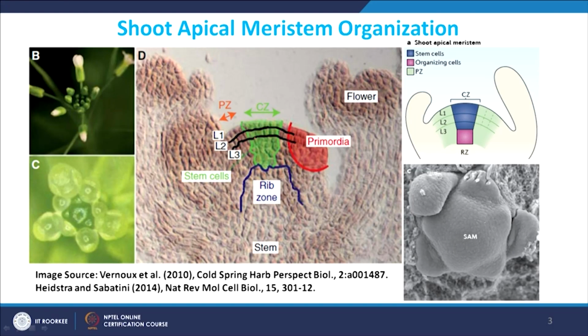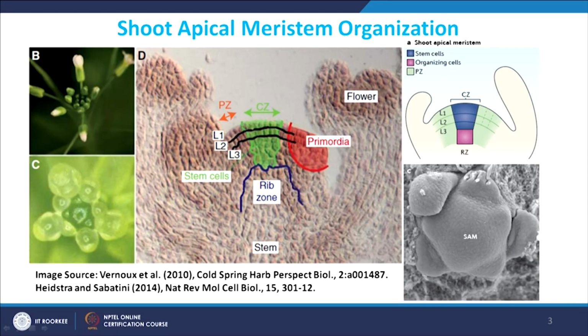So, this domain is maintained, and when the cells are present in the central zone, or in the stem cell niche, they will have the property of cell division. But once they leave this central domain and enter the peripheral region or the rib zone, they basically lose their stem cell property and then initiate a specific differentiation program.